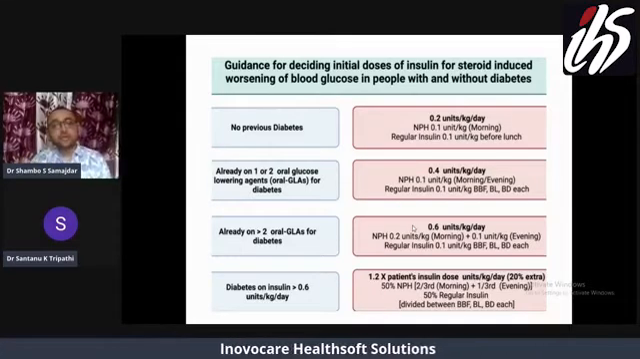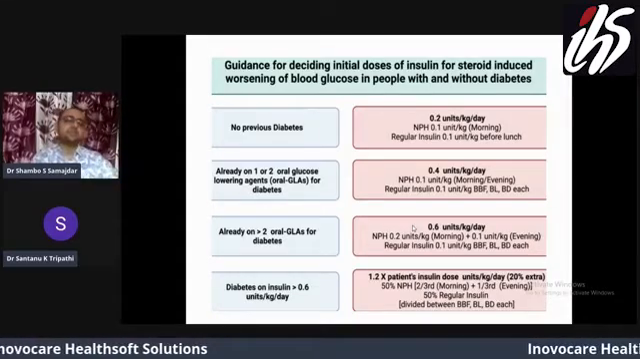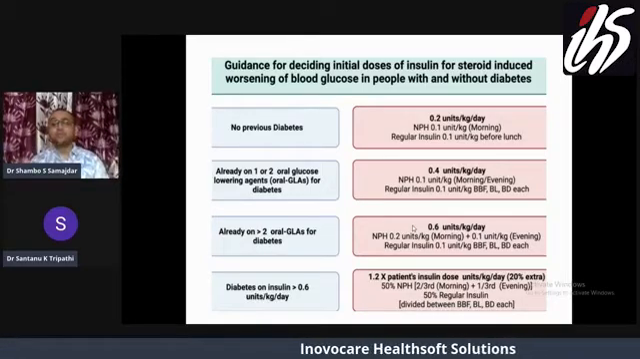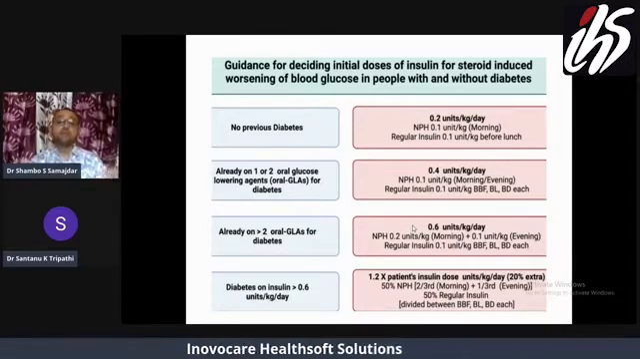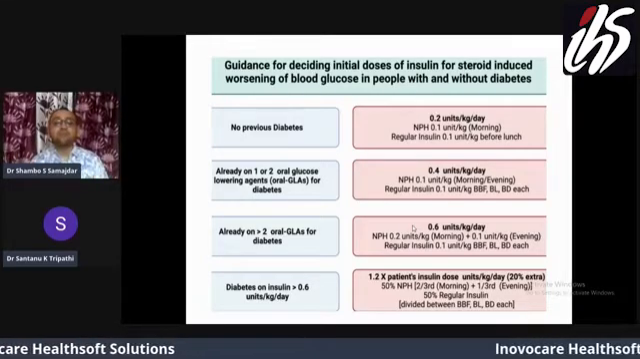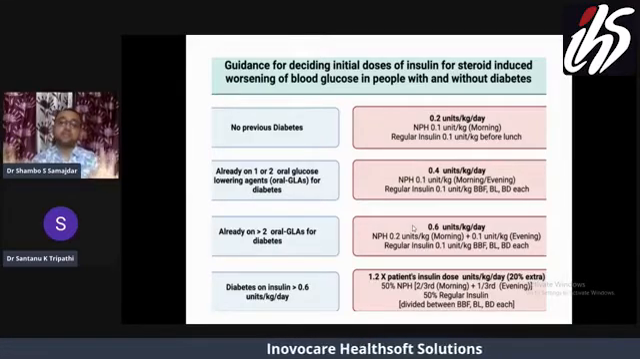And diabetes on insulin more than 0.6 units per kg per day, already the patient is taking a huge amount of insulin. Now what to do? Now the dose calculation is like that, we have to give 20% extra to that particular patient. So 1.2 into the patient's insulin dose units per kg per day.